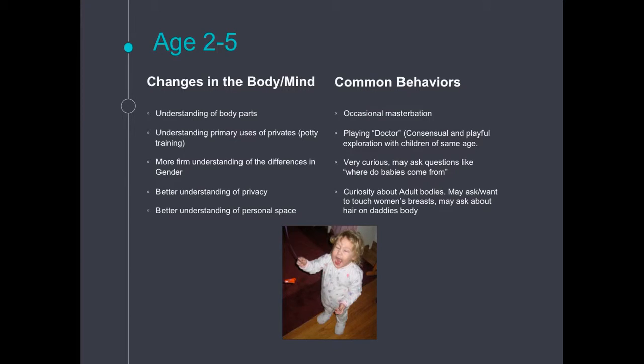and they really start understanding about privacy. It's not uncommon for a child at this age to ask for privacy when they're going to the bathroom, and personal space. Common behaviors, again, there's occasional masturbation. Children of this age will play doctor, consensual and playful exploration with children of the same age. They become very curious and may ask questions like, where do babies come from?